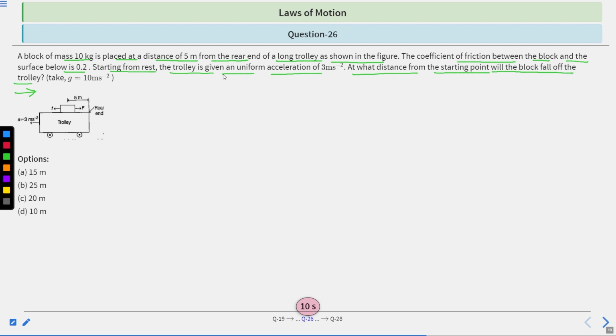So read the question carefully, take g equal to 10 meter per second square and give the answer. The given options are 15 meter, 25 meter, 20 meter, 10 meter. Which one is correct? You have 10 seconds to solve this question. After that we will provide the solution.